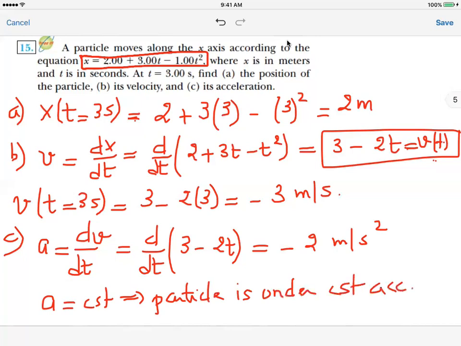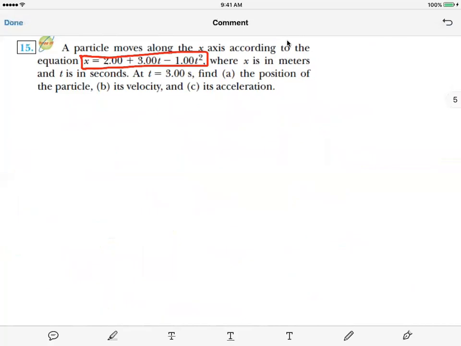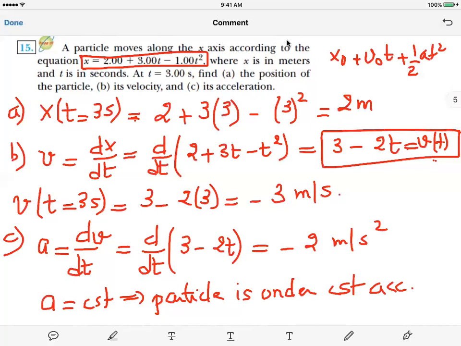And actually this could be seen from the beginning, because if you just have a look at the equation of x as a function of t, it's very similar to the form x0 plus v0 t plus or minus half a t squared, with x0 equals 2, v0 equals 3, and half a equal to 1. So we could guess from the beginning that this equation of x as a function of t is an equation for a particle that is moving under a constant acceleration. So that's it. We are done for this exercise.